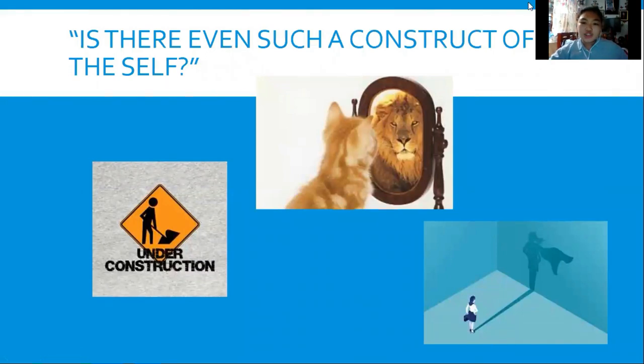Is there even such a construct of the self? Do you believe that you are trying to build up yourself? You are under construction. You construct yourself little by little until you notice there are different changes around you. Here there's a cat looking at the mirror and suddenly seeing a lion. In yourself, what do you see? Do you see yourself as a happy person, a positive person, a happy-go-lucky person, a kind person? If that is what you see in yourself, that is very good. And if other people don't notice that you are kind, helpful, and very optimistic, don't be bothered by their judgments or assumptions about you. Because what's important is that you know who you are, and you know yourself.